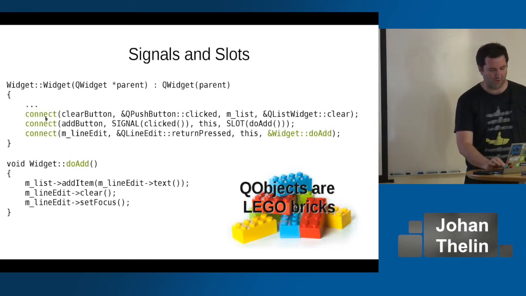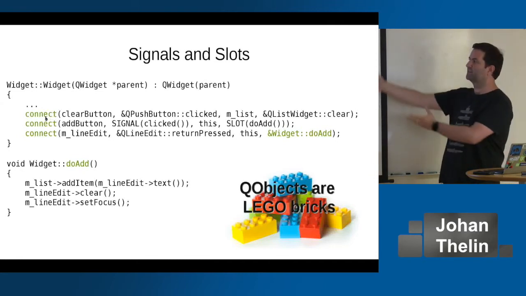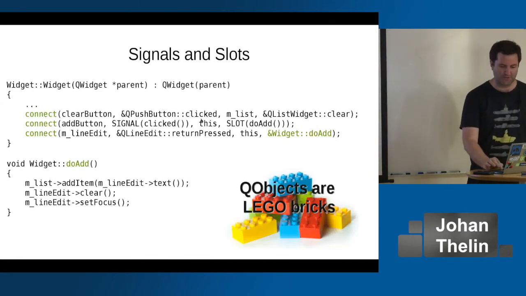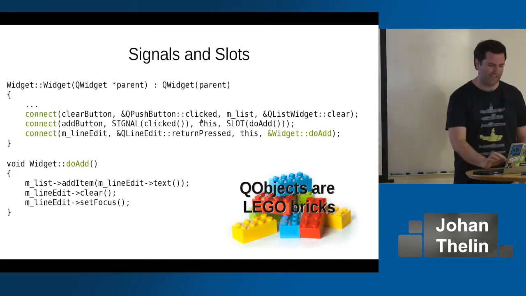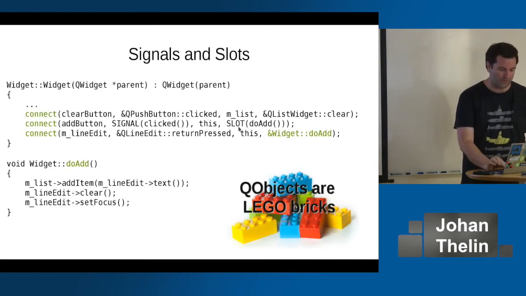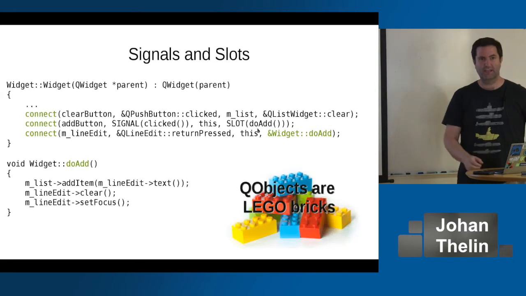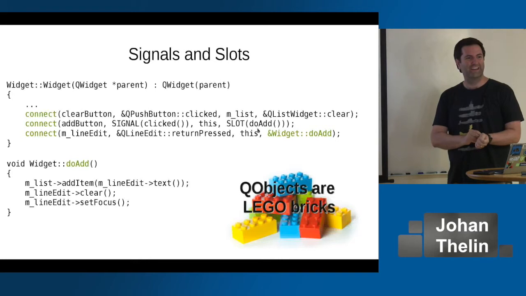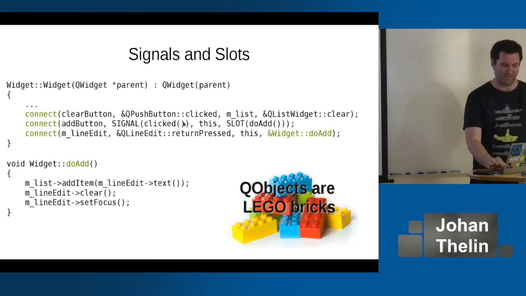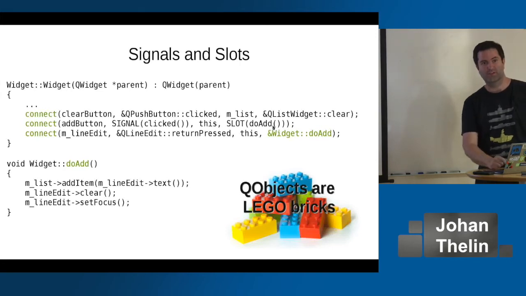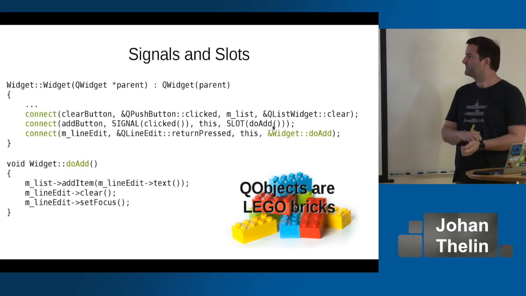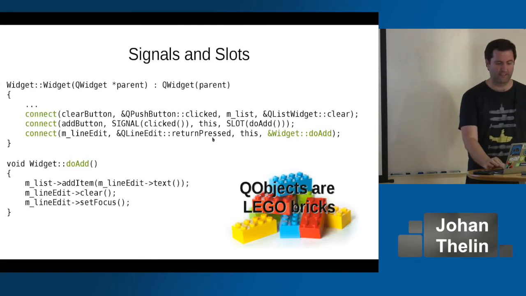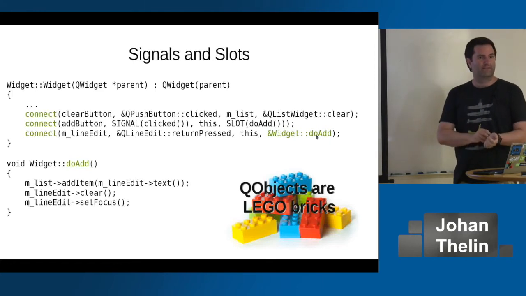This is the modern way to write it. C++11 compatible and so on, with function pointers, so this actually fails at compilation. But you are bound to run into this construct, which actually is string-based. So this fails at runtime, but it does the same thing. So you have an add button with a signal called clicked that calls the doAdd method of this widget. And then you have another one here. When the line edit has returnPressed, it also does the doAdd.